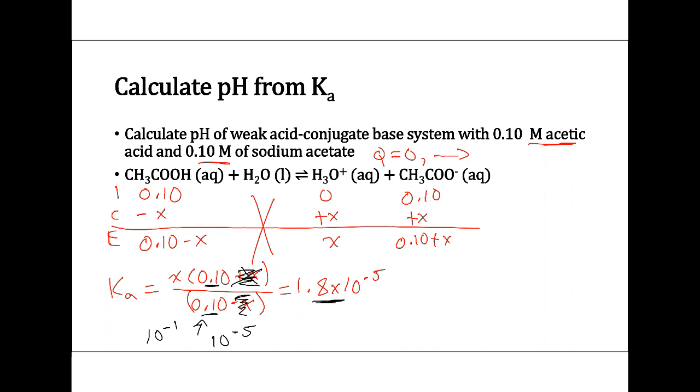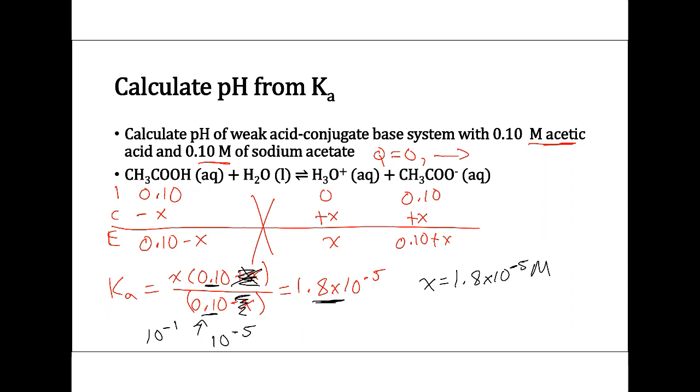So then our expression ends up being, well, 0.1 divided by 0.1 is 1, so x equals 1.8 times 10 to the negative fifth. And if you graph this out or use the quadratic equation, you will also get the same answer for x after you round it. There's a very small deviation from that value.